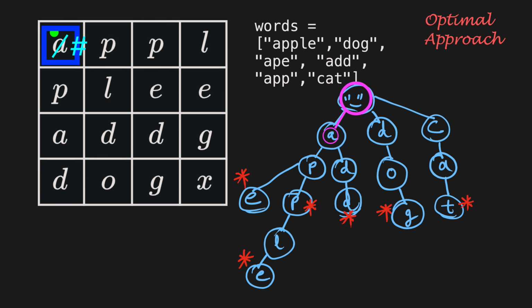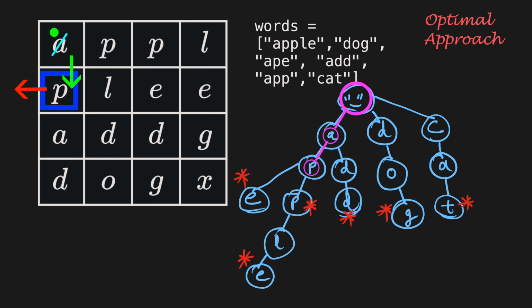And from A, let's explore its neighbors. We can't go up or left as it will lead to an out of bounds error. But we can go down and right. Let's say we go down first to letter P. And now our current path is AP. We check in the trie, is AP a valid prefix? And the answer is yes, because A has a child for P, which can lead us to words like app or ape later. So we mark this cell with P as visited. Now from this P, we can't go up as A is already visited.